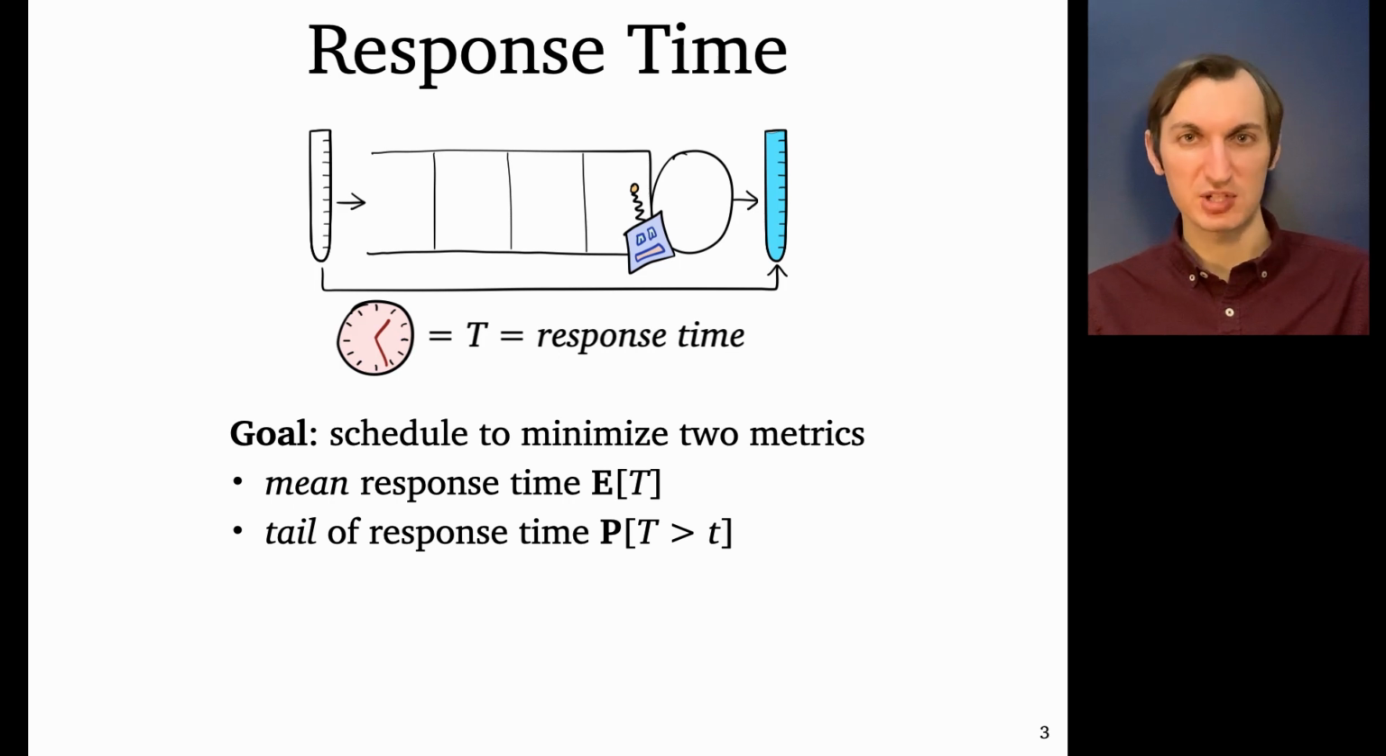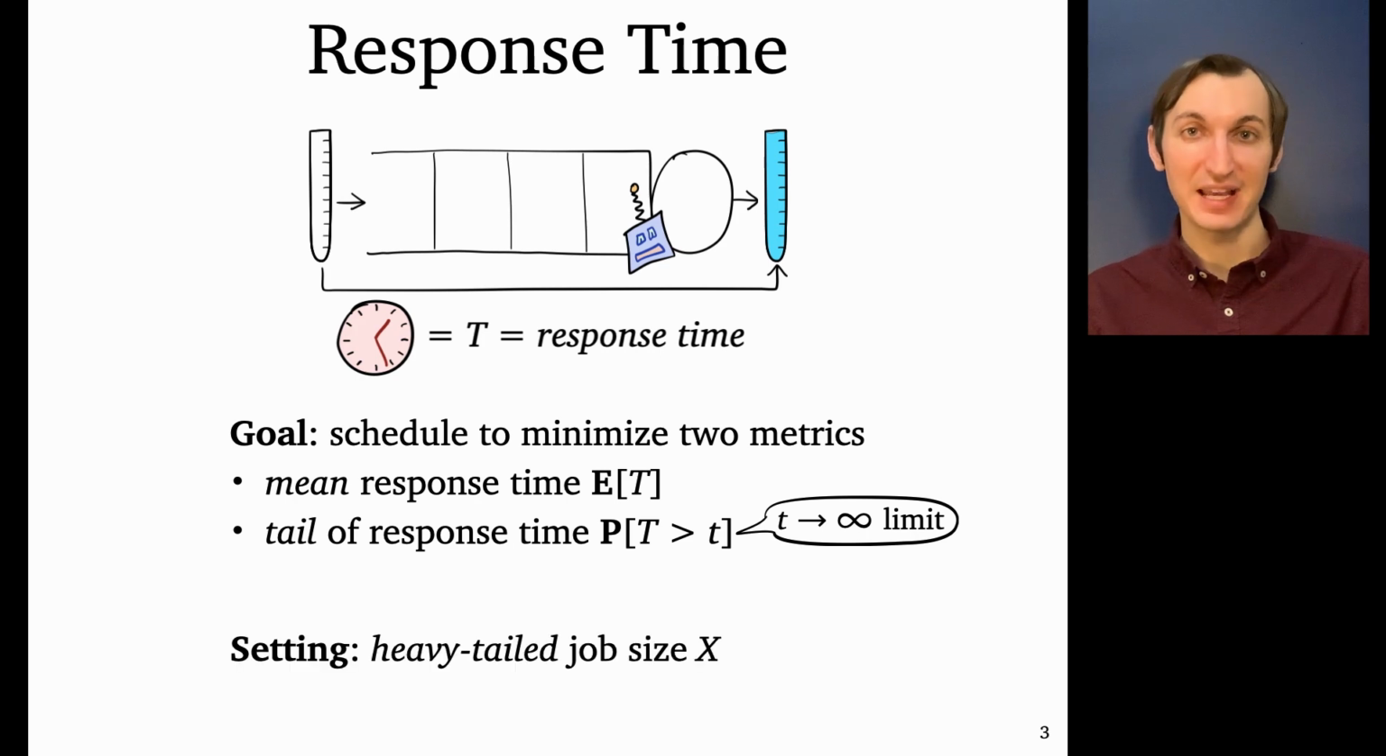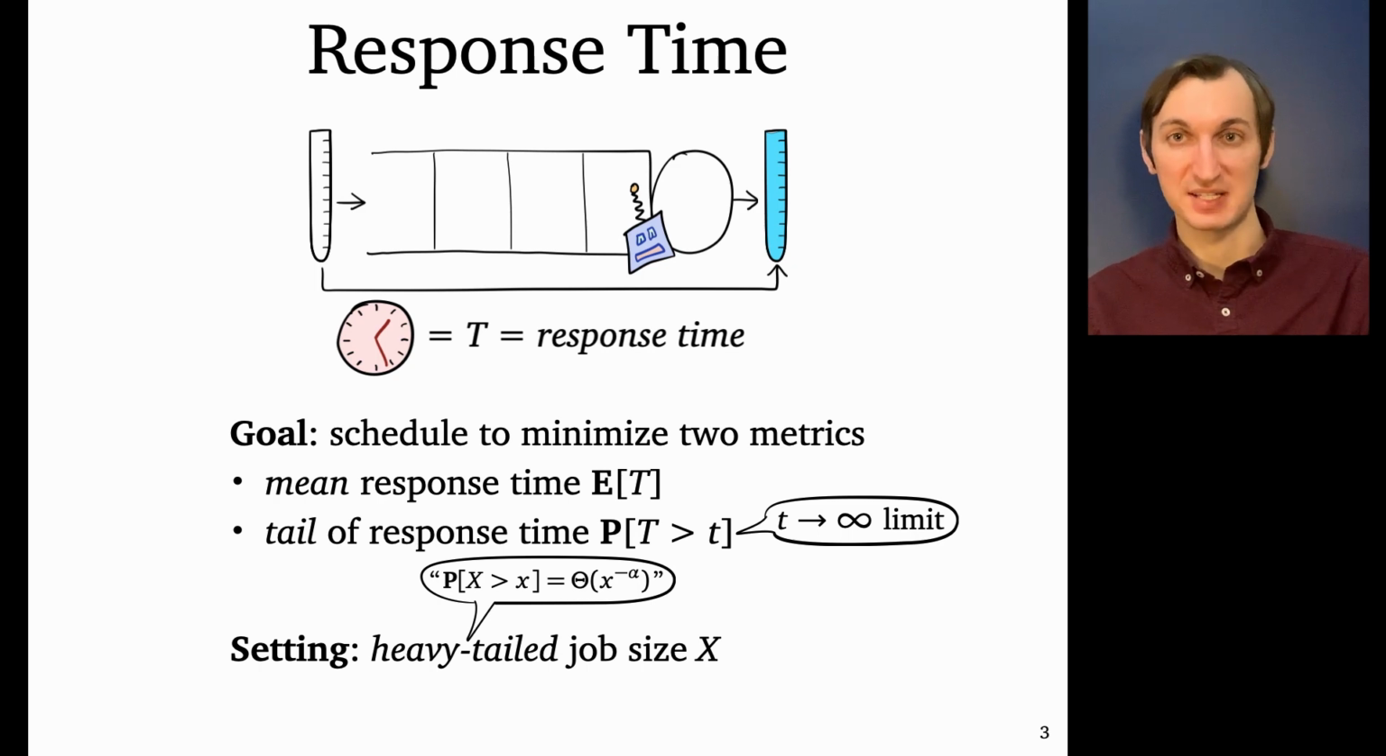Now, minimizing mean response time has been the subject of lots of work. Talking about the tail of response time, it's much harder to study. And so to make it analytically tractable, we're going to look at the t to infinity limit and try and get the best possible asymptotic tail decay. And specifically, we're going to do this in the setting of heavy tail job size. So this is, for example, a power law or Pareto distribution as the job size.